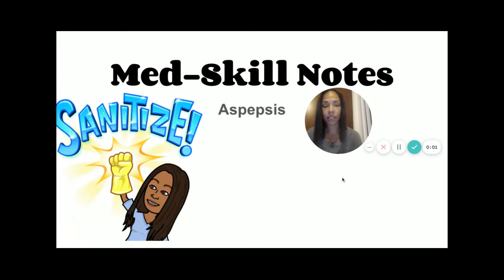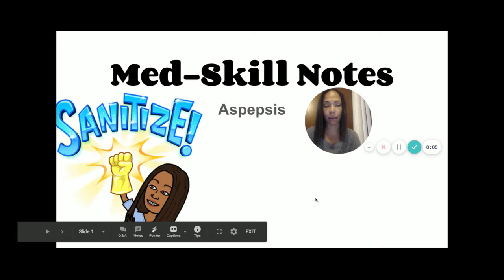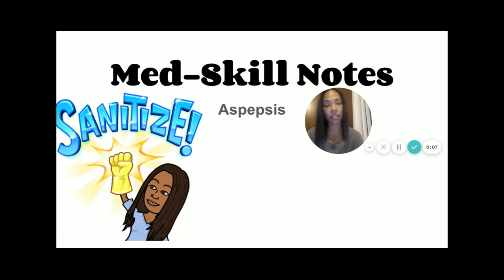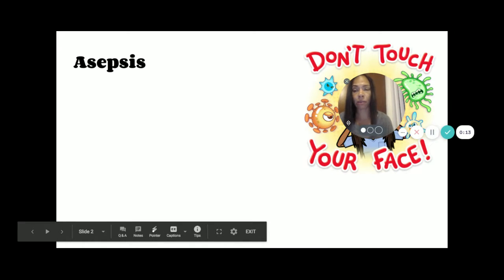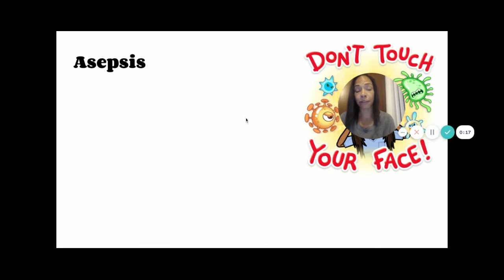All right, so let's do a little intro to aseptic technique. This is something that we're going to see come into play as we start looking at hand hygiene and non-sterile glove usage. So let's start with what is asepsis. Asepsis is basically an act to keep us free from disease or free from infection. So that's the goal, both us and our patients free from disease.